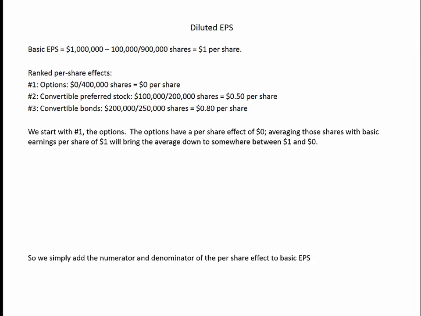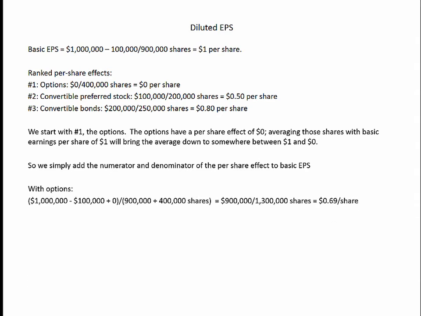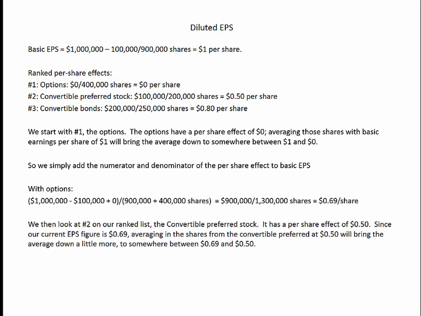So we go ahead and do the calculation. We simply add the numerator and the denominator of that per share effect to basic earnings per share. With the options, the numerator is 1 million minus 100,000, our original numerator, plus 0, divided by the denominator, 900,000 original shares plus the 400,000 shares brought in by the options. So $900,000 divided by 1.3 million shares is 69 cents per share.